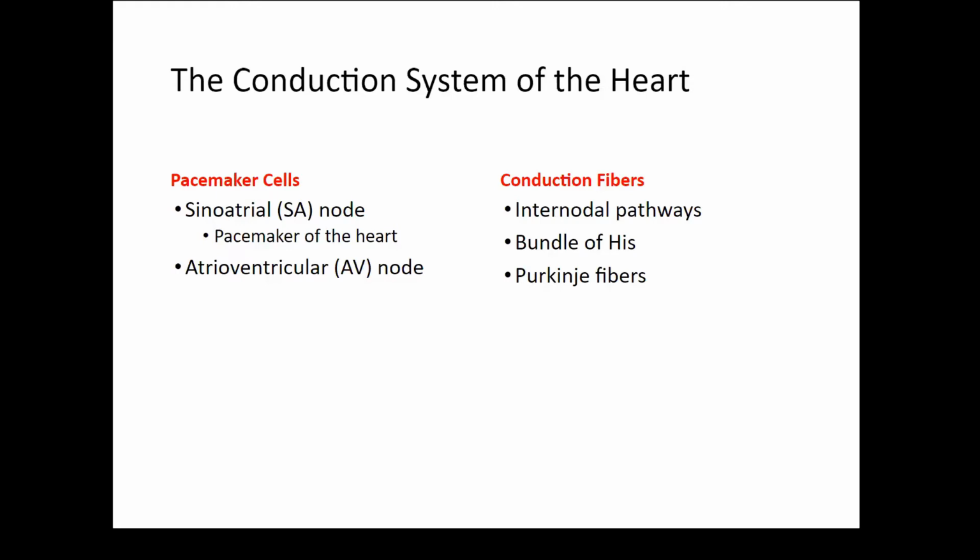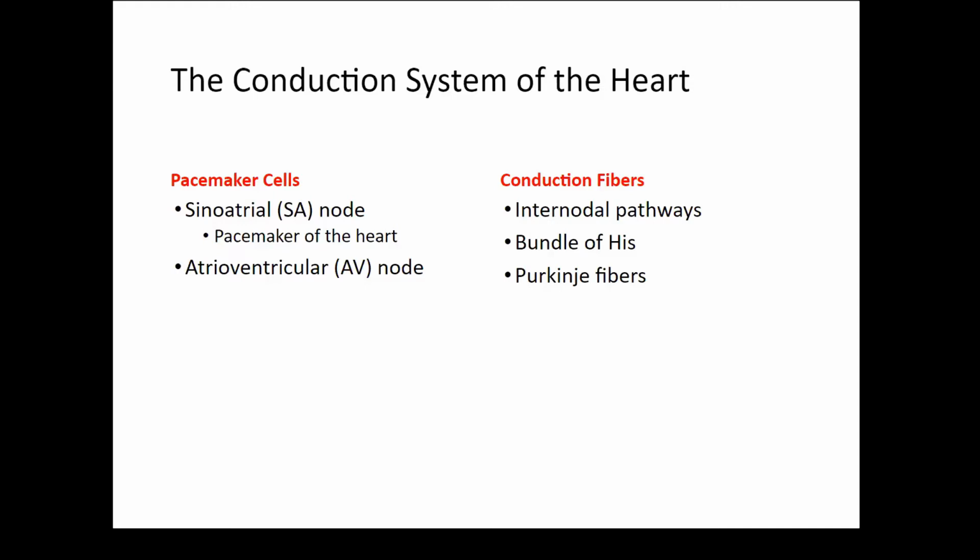Our conduction fibers are going to allow these electrical impulses to travel between our different groups of pacemaker cells and out to the myocardium. So first, we're going to see something called our internodal pathways. The internodal pathways are going to go between our two nodes. So they're going to travel between the SA node and the AV node. We'll also have something called the bundle of His.